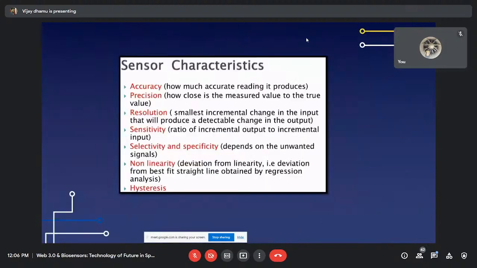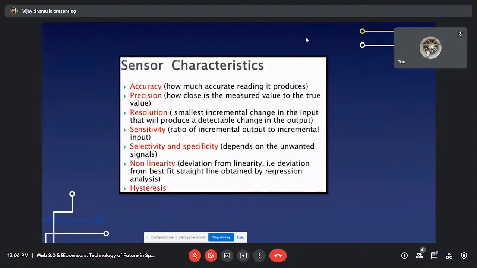Okay. So the main characteristics of a sensor are based on its accuracy, precision, resolution, sensitivity, selectivity and specificity, non-linearity, and hysteresis. So accuracy is, of course, how accurate that sensor signal is. Precision is how close... the difference between accuracy and precision is that however many times that sensor is used to get a single data, all of the time the result should be the same.